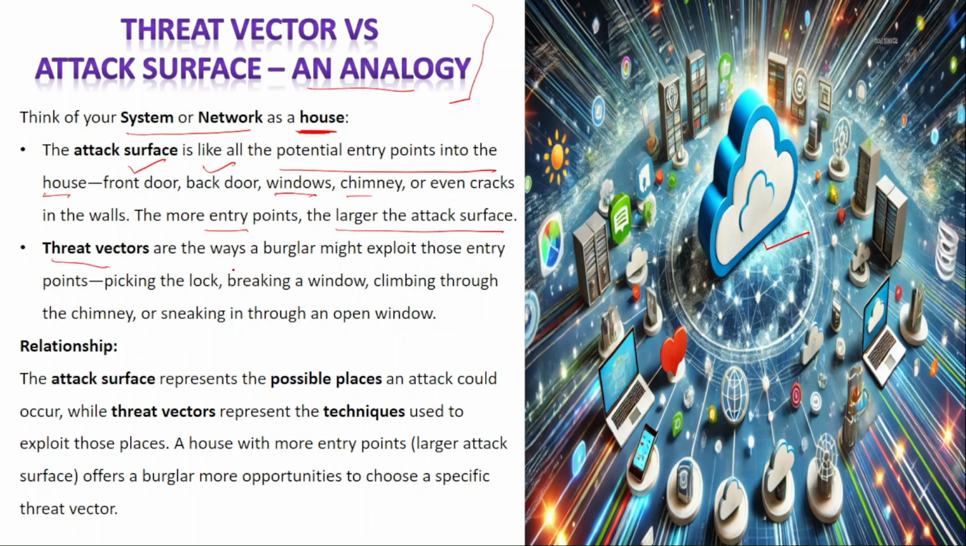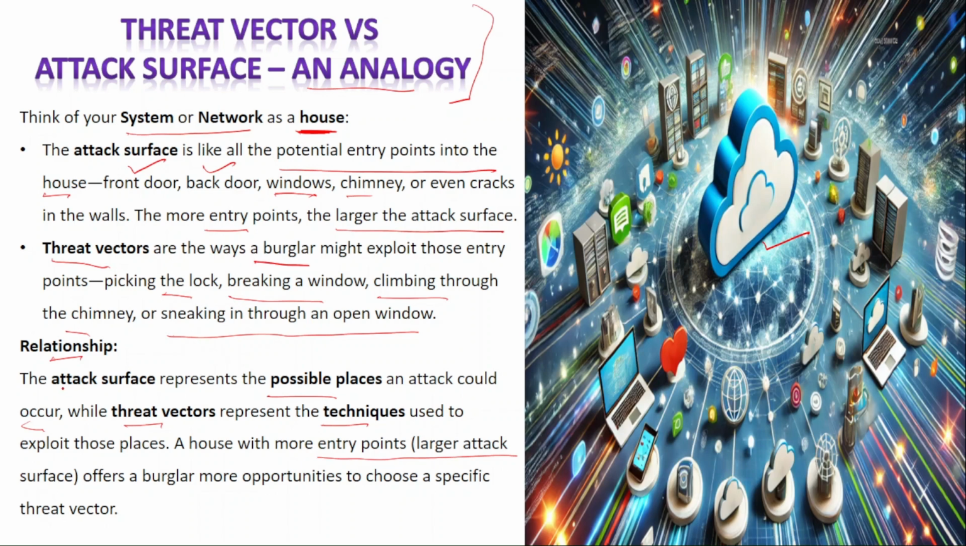And the threat vectors are the ways a burglar might exploit those entry points to enter your house. For example, picking the lock of the door, breaking a window, climbing through the chimney, or sneaking through an open window. So again, the relationship is that the attack surface represents the possible places an attack could occur, while the threat vector represents the techniques used to exploit those places. A house with more entry points, meaning a larger attack surface, offers a burglar more opportunities to choose a specific threat vector.